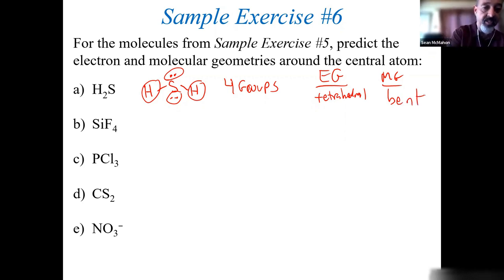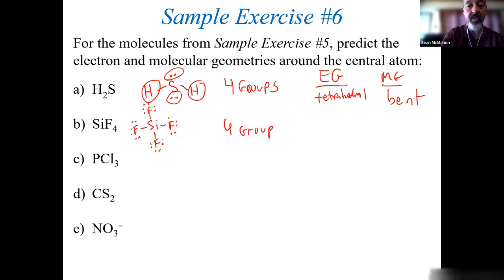Now we go to silicon tetrafluoride. With silicon fluoride, I'm going to omit the lone pairs. So here's silicon tetrafluoride. How many groups? 4 groups. So the electron geometry is tetrahedral. They are all atoms, no lone pairs, so the molecular geometry is also tetrahedral. Okay? Where is it different?